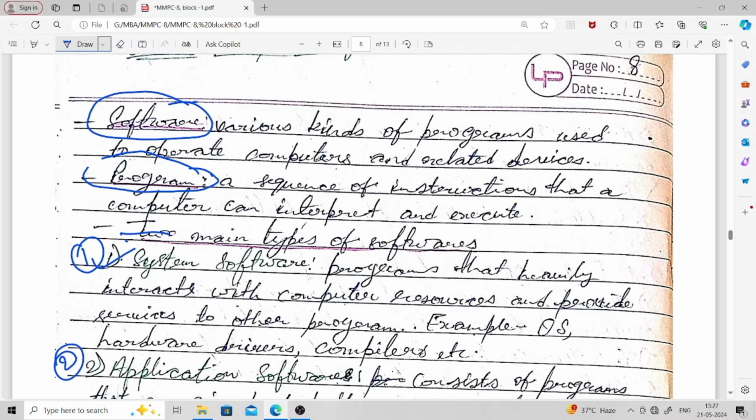For example, there it is given: OS, operating system, hardware drivers, compilers. So let's see one example, the operating system. The operating system is made up of programs, and those programs heavily interact with the computer hardware. That operating system also provides service to other programs. If you want to use any other software on your computer, then you need an operating system, because the operating system provides the platform on which you can install the other programs, or other software, and then you can use it.